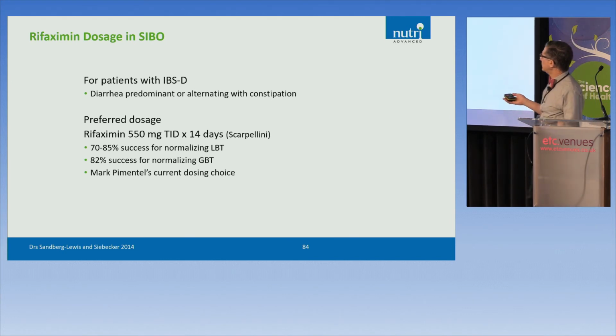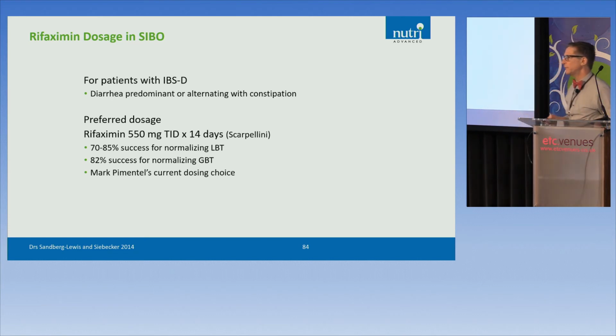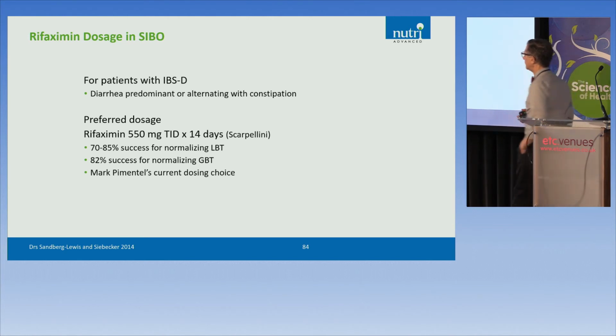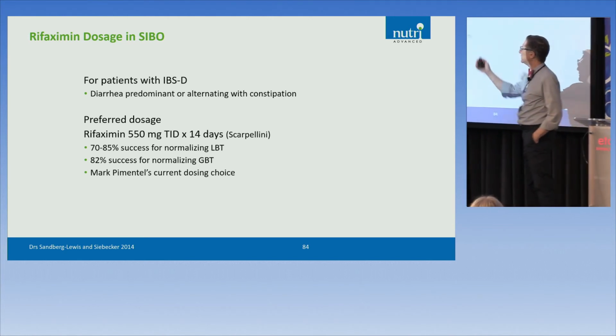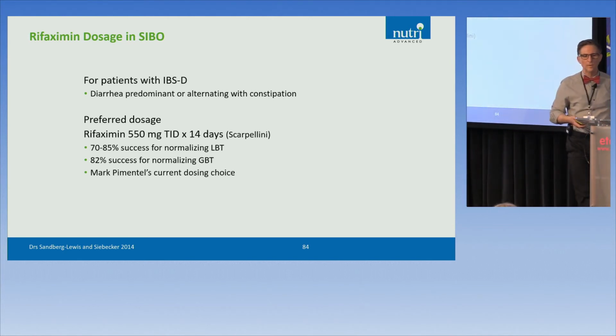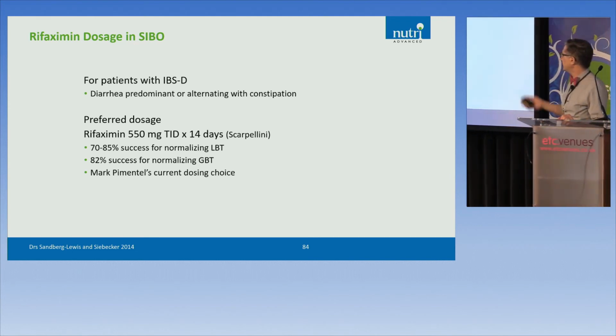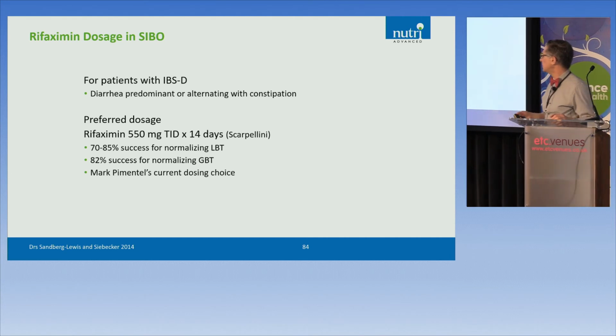So Rifaximin dosage for patients with IBS-D, you can use Rifaximin by itself. It works very well for hydrogen-producing bacteria. And the preferred dosage is 550 milligrams 3 times a day for 14 days. And LBT, lactulose breath test, GBT, glucose breath test, that's a success rate for normalizing the test.